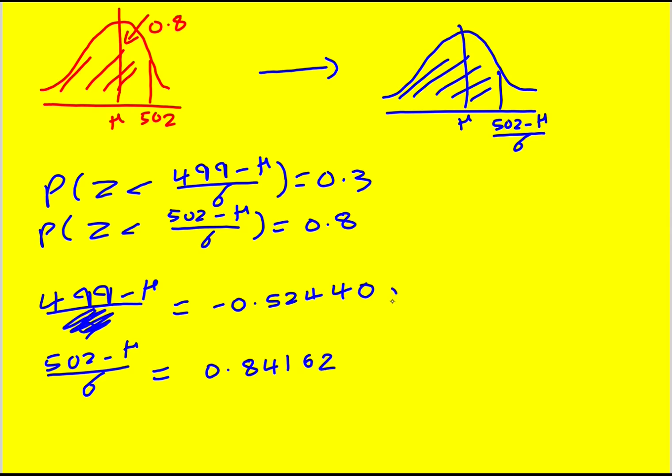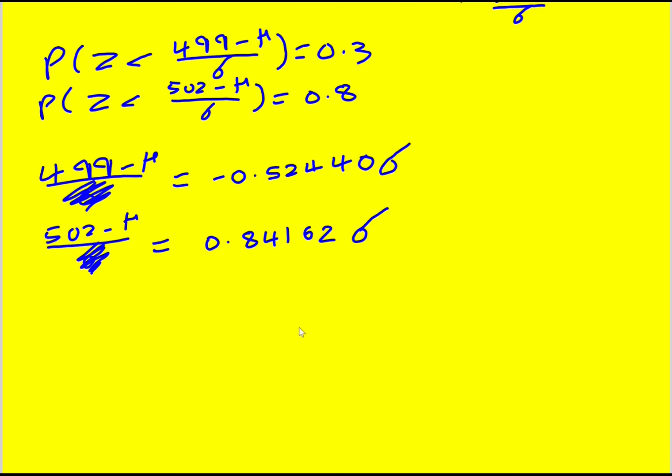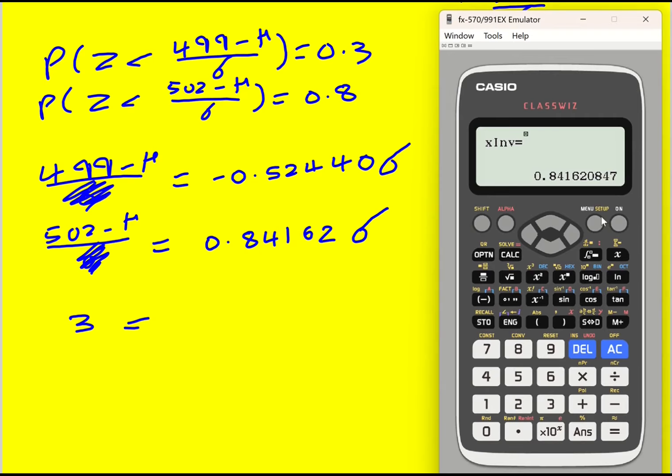We can times through by sigma. You could then add mu onto both sides and then put it into your calculator. To be honest, I think it's just going to be quickest to subtract them. So I'm going to do the bottom one minus the top one, which will give me 3 on the left-hand side. The mu's cancel, equals 0.84162 sigma minus 0.5244 sigma.